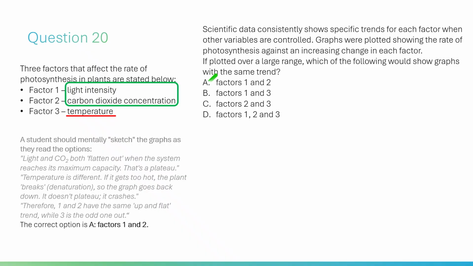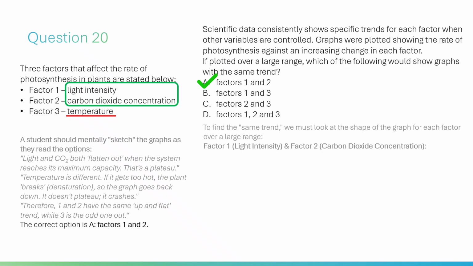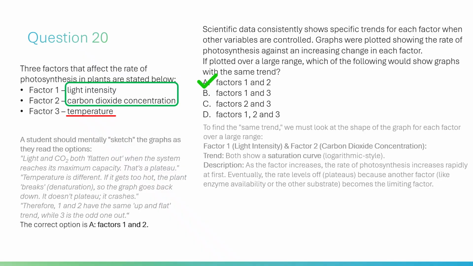The correct option is A, factors 1 and 2. Logical justification. To find the same trend, we must look at the shape of the graph for each factor over a large range. Factor 1, light intensity, and factor 2, carbon dioxide concentration, both show a saturation curve, a logarithmic style. Description: as the factor increases, the rate of photosynthesis increases rapidly at first. Eventually, the rate levels off, plateaus, because another factor, like enzyme availability or the other substrate, becomes the limiting factor. Visual: an upward curve that becomes a horizontal line.